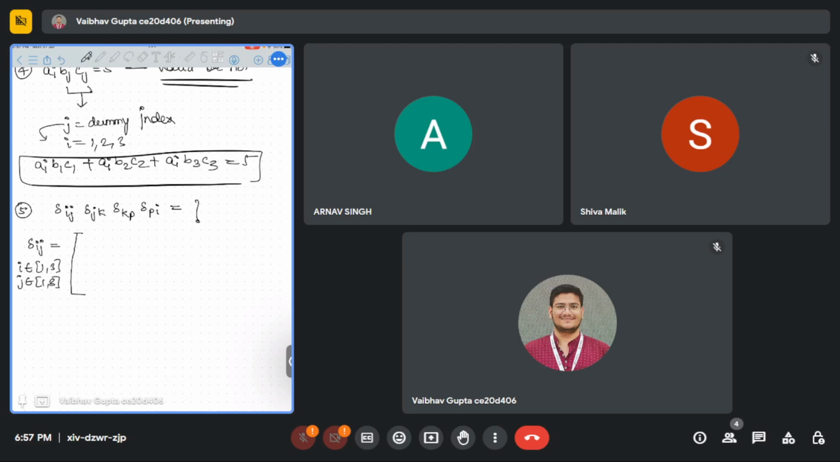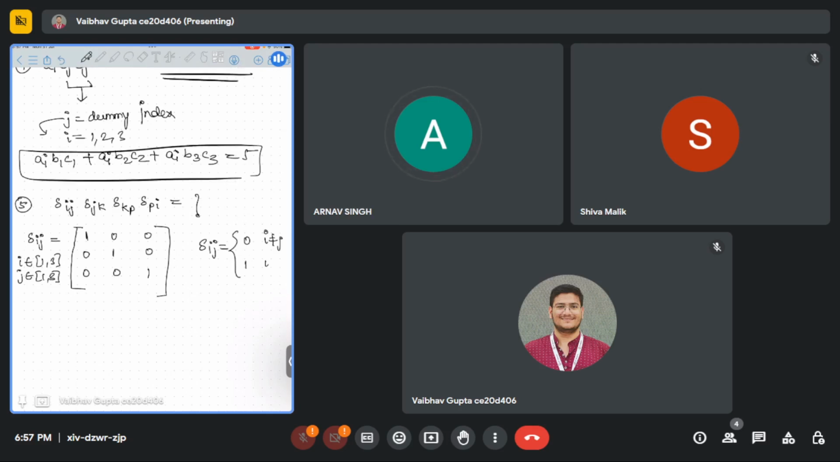Okay. So now if i is equal to j, this is delta 1,1, which is 1. This is delta 1,2, 0. Delta 1,3, 0. Delta 2,1, 0. Delta 2,2, 1. Then 0, 0, 0, 1. Did you get this matrix? How I formed this matrix? Yes, sir. Why? Because delta ij is equal to 0 when i is not equal to j and is equal to 1 when i is equal to j. So this delta ij is nothing but a matrix.